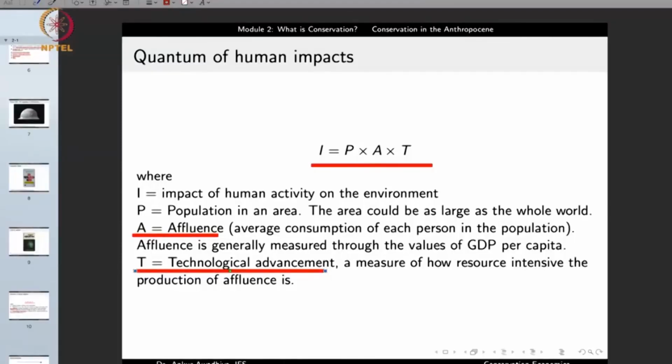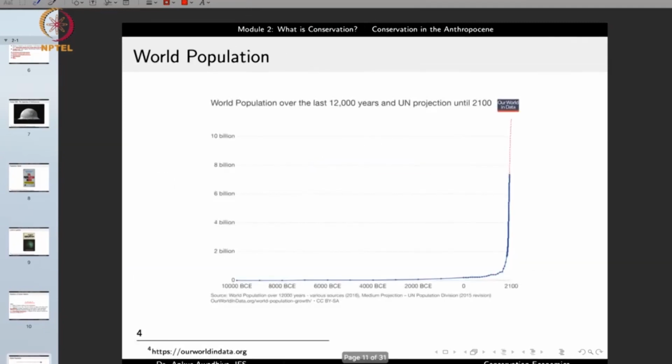But in most of the cases, what we have seen so far is that with more and more technology, we are also increasing the impacts because of the need for more and more materials and because of an enhanced efficiency of the processing of these resources. So I is equal to P into A into T. Now let us observe how P, A and T have been changing through time.